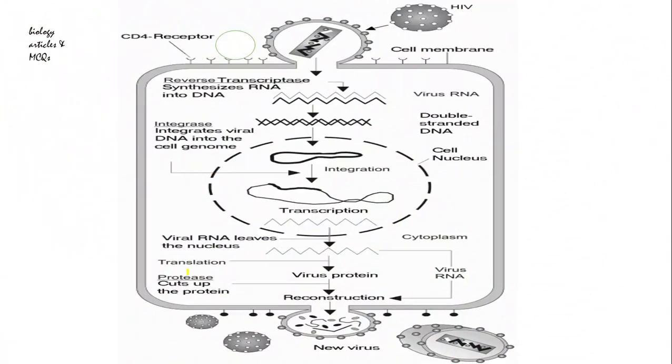Here you can see the life cycle of the HIV, human immunodeficiency virus. First of all, let us discuss what these things are. This is the cell, and this can be a human cell, specifically a white blood cell or leukocyte, because HIV specifically attacks the white blood cells in the human being. And this is the HIV virus, and this is the CD4 receptor.